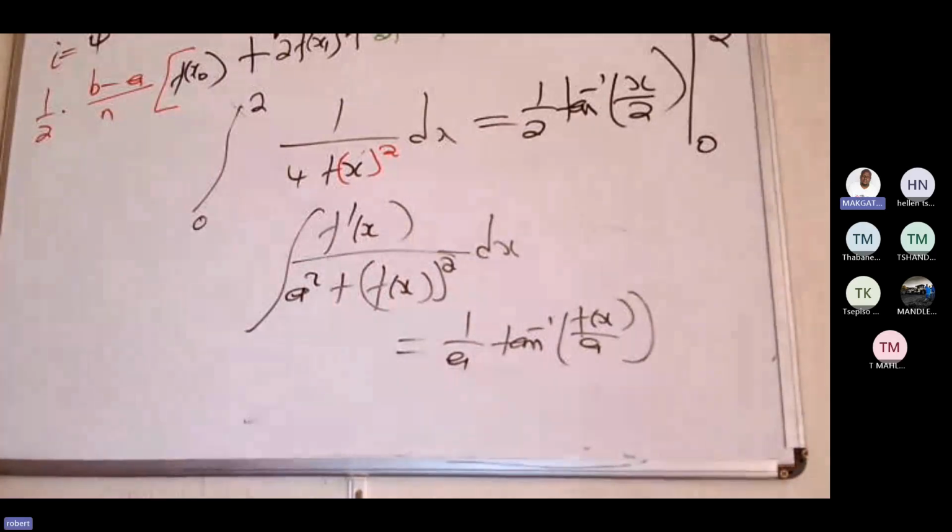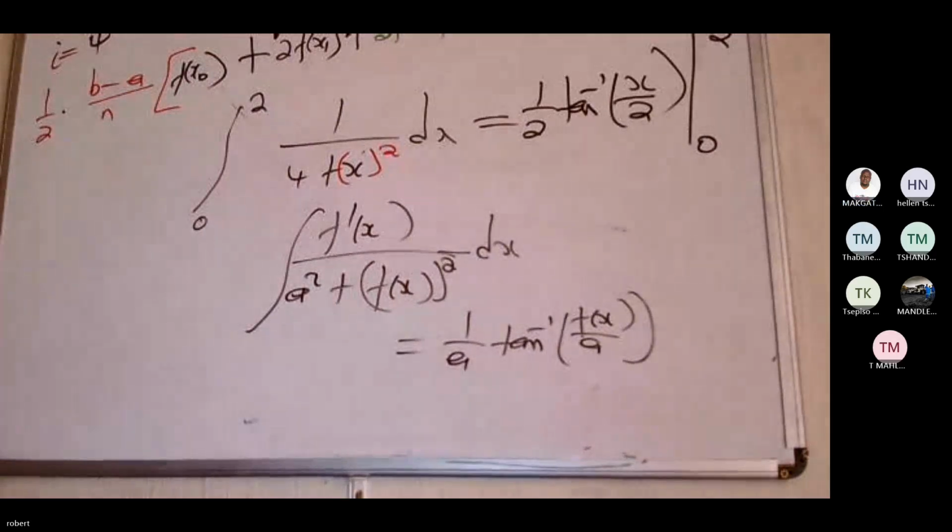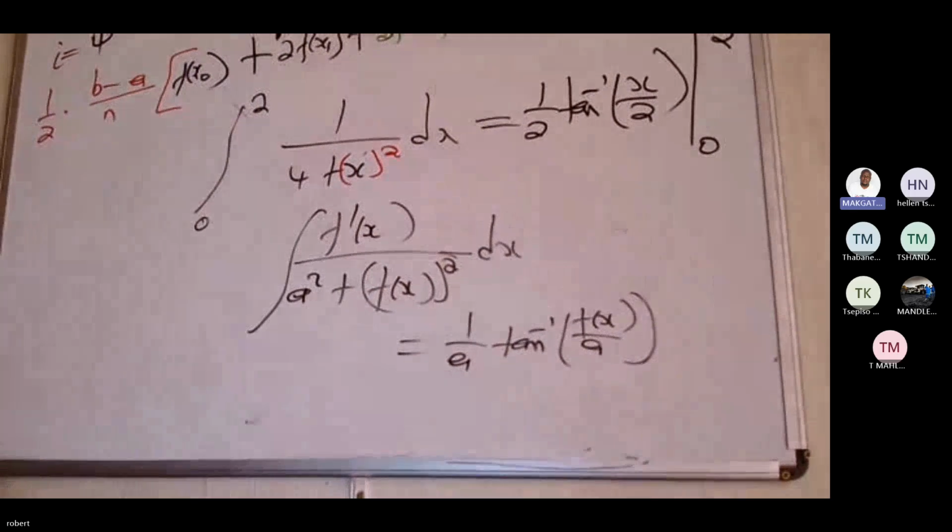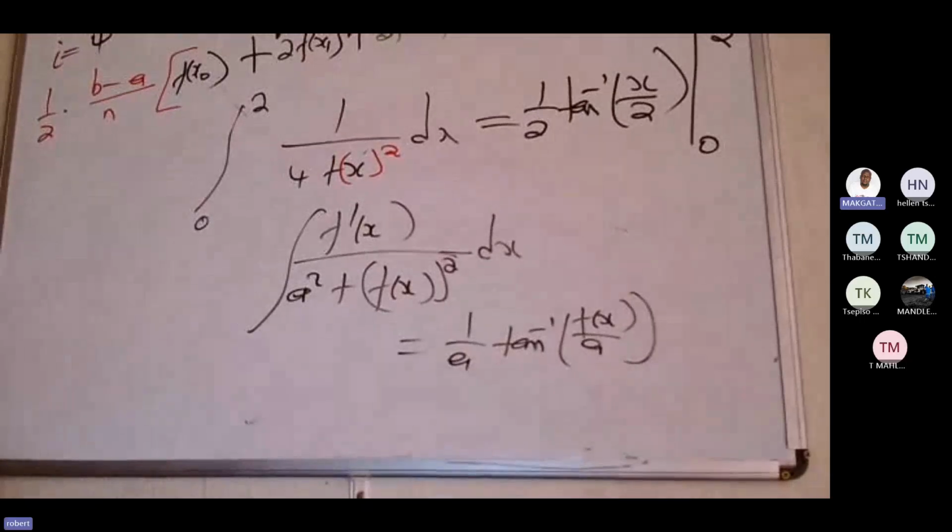The a is in front. What do you mean by f prime? This one, it's written a squared plus f at x all over 2. It starts with f at x over 2 plus a squared. Then it is equal to 1 over a tan arctan f at x over a.